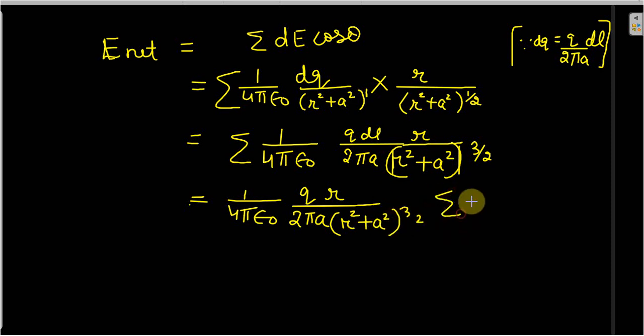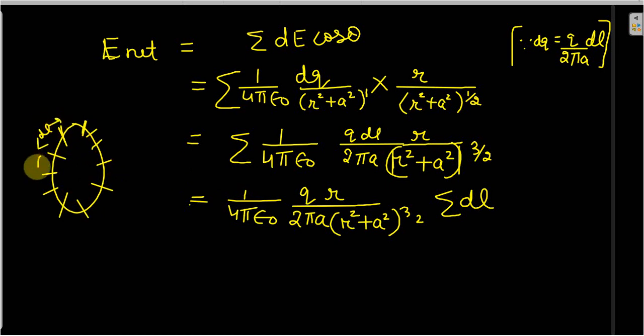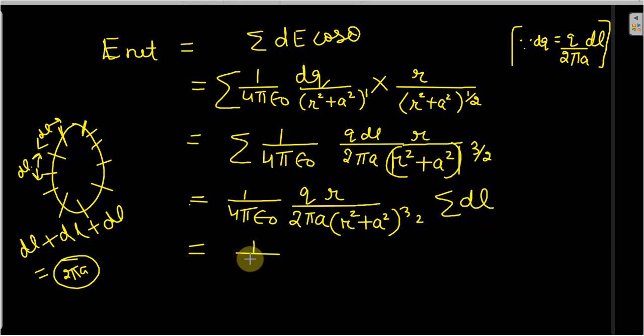So what is not constant? dl. Why is dl not constant? What is dl? dl is the length of this element. So we divided the whole ring into small lengths, that is dl. So if we add all the small lengths, dl plus dl plus dl, what will you get? You will get the length of the whole ring, that is 2 pi a. So we can write summation of dl is equal to 2 pi a.